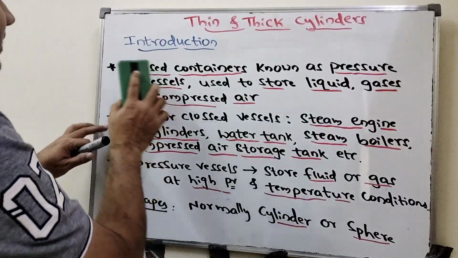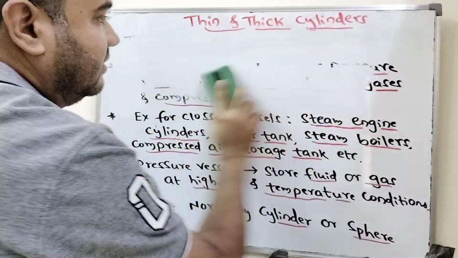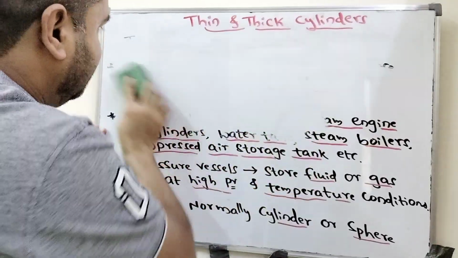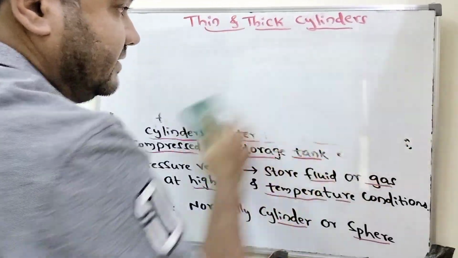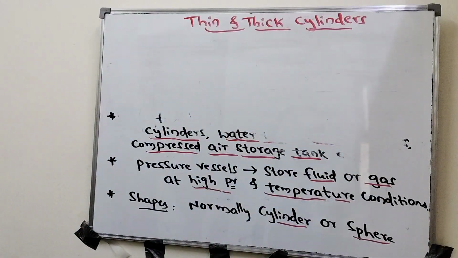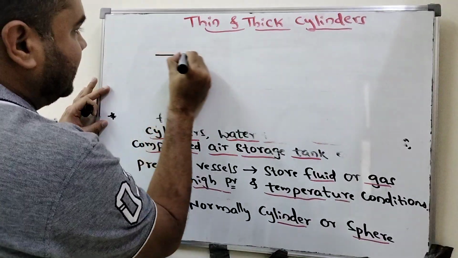Next, how these cylinders and spheres are categorized, that we will see here. So if you see here, I'll just draw one cylinder.